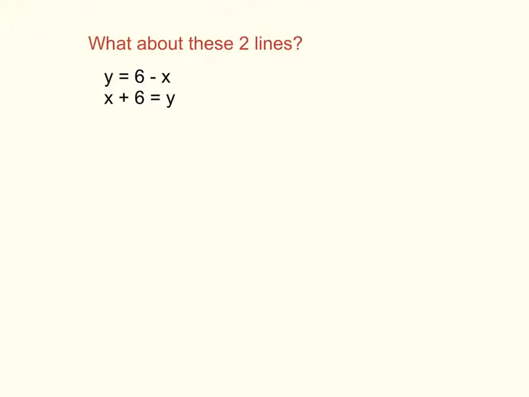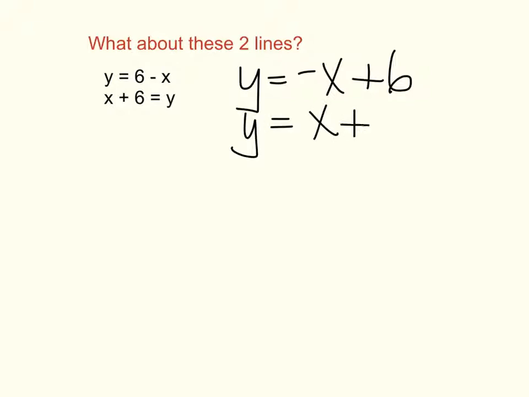What about these two lines? Let's look at our first line, y equals 6 minus x. Let's rewrite the first line in slope-intercept form. So we would just flip-flop the 6 with the -x. So we would get y equals -x plus 6. Let's look at the second equation, x plus 6 equals y. Let's put this in slope-intercept form. That one's pretty easy because we're just going to use the symmetric property to write y equals x plus 6.